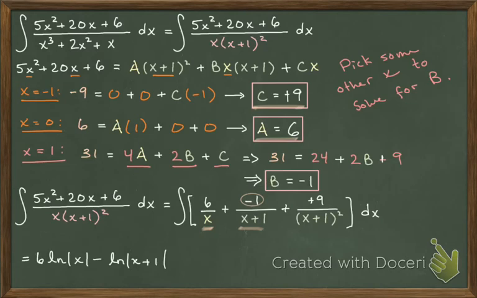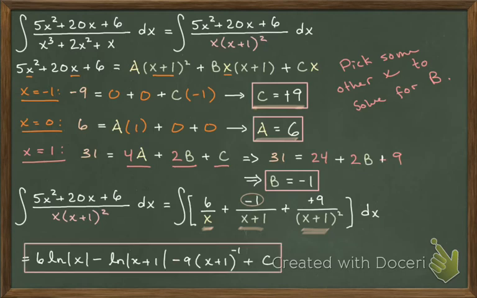If you do a substitution, if u is x plus 1, du is dx, and you end up with u to the minus 2. Integrate that, you'll get negative u to the minus 1. So I should get a negative 9 times x plus 1 to the minus 1, plus a constant. And I've got my antiderivative.